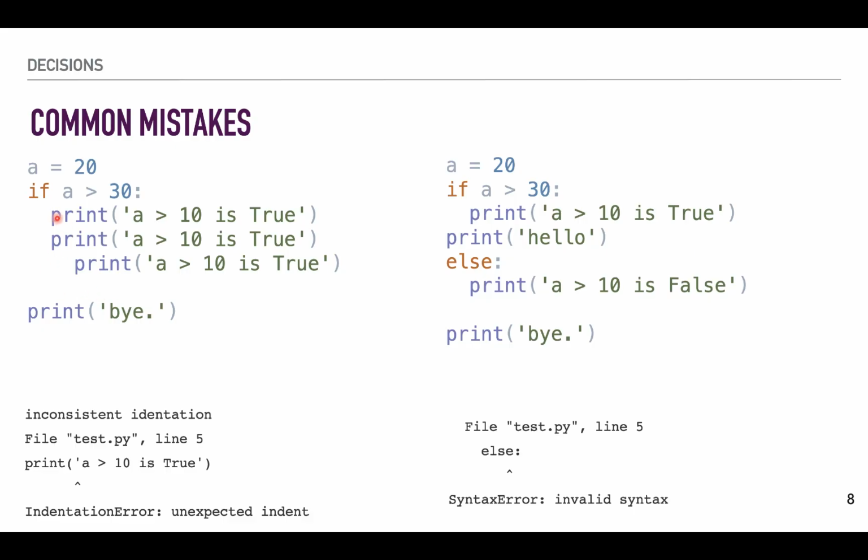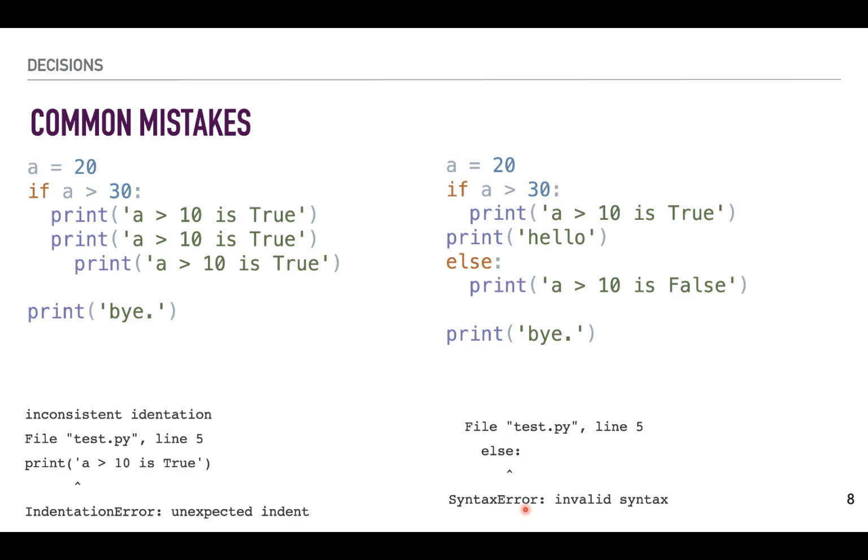Here's a couple of mistakes that happen when writing if statements. Note that the indentation of the statements in the if block is not consistent. So the first 2 statements are correctly indented, but not the third statement, which is going to cause an indentation error.